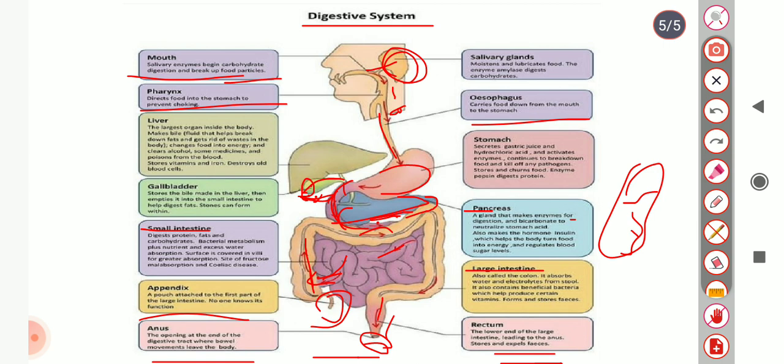And this is the liver. You can see it is the largest structure. The liver is the largest organ inside the body. It makes bile, a fluid that helps break down fats, and gets rid of waste from the body. It changes food into energy, clears alcohol, some medicines and other substances from the blood, stores vitamins and iron, and dissolves old blood cells. These are the functions of the liver. So this is all about the digestive system.